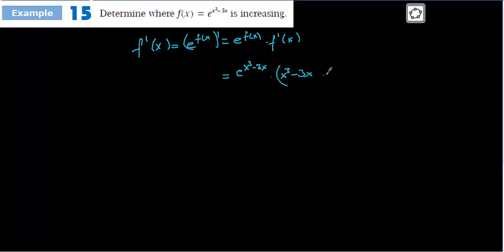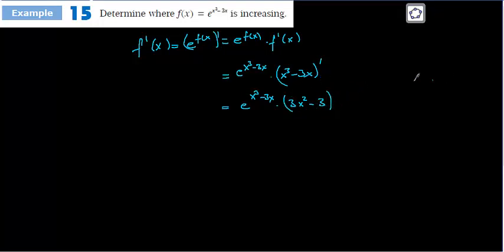Okay. On the new question, e to the power of x cubed minus 3x, to understand increasing or decreasing, we are going to get the derivative. f'(x) is equal to e to the power of f(x) times f'(x). For this question, f'(x) is equal to e to the power of x cubed minus 3x times the derivative of x cubed minus 3x, which is e to the power of x cubed minus 3x times 3x squared minus 3.